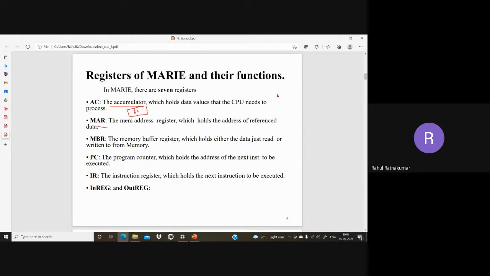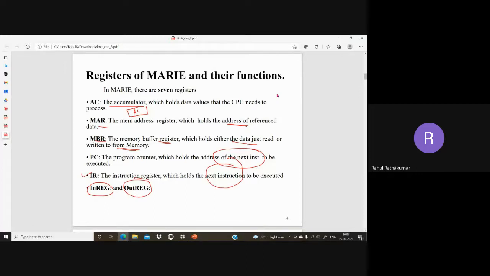The memory address register holds the address of the referred data. The MBR, the memory buffer register, holds either data just read or written to the memory. So both writing and reading use the MBR. The PC holds the address of the next instruction to be executed. The IR, the instruction register, holds the next instruction, that is, the instruction itself, to be executed.